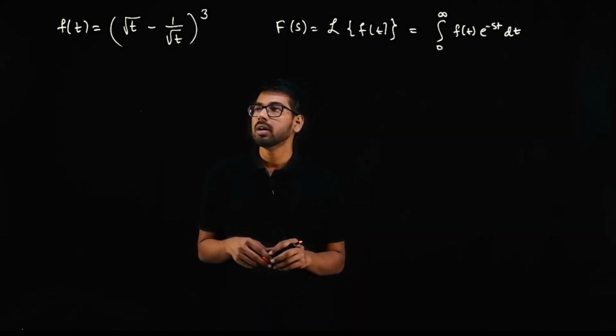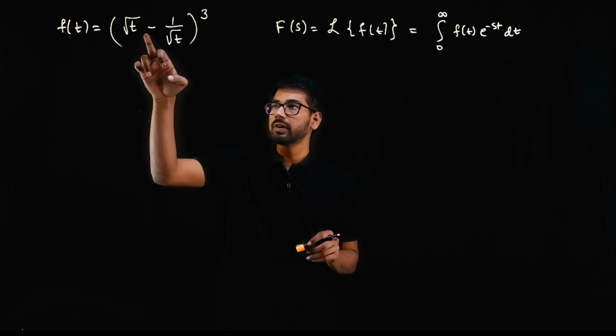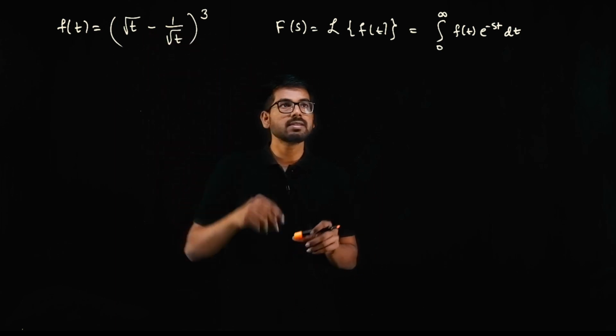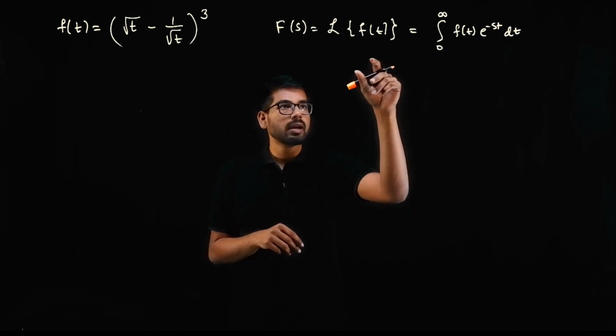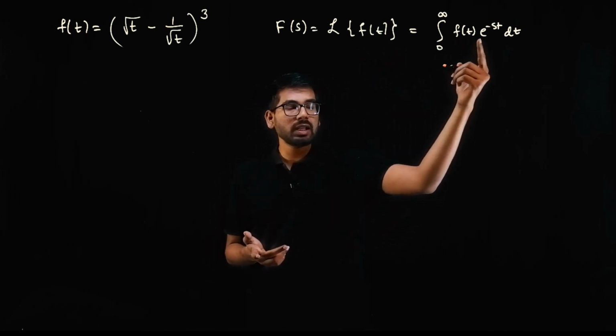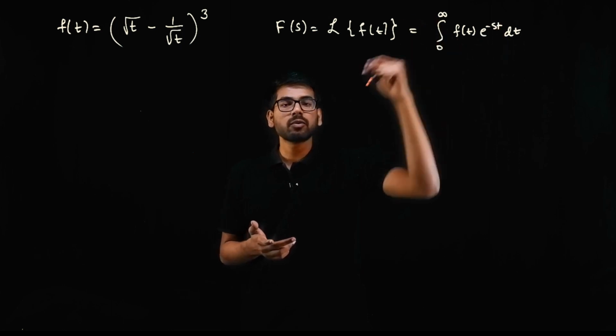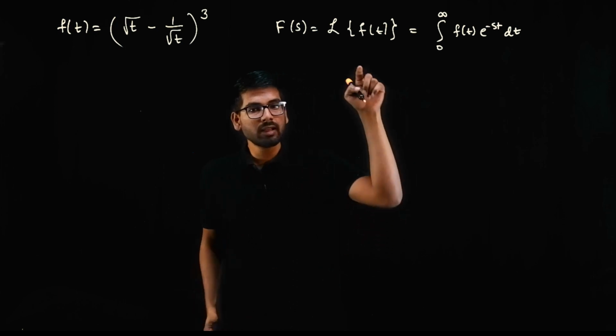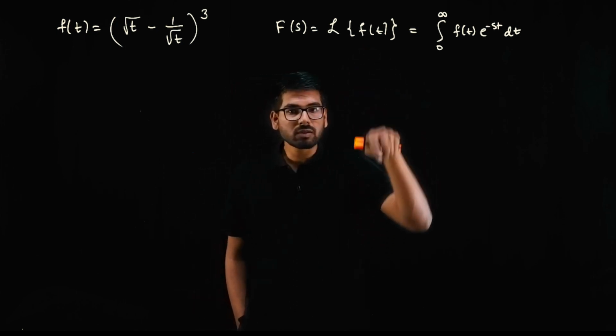Okay, so in this question, f of t is given as (square root of t minus 1 over square root of t) whole cube, and we need to find f of s, which is the Laplace transform of f of t. And what is the Laplace transform? It is the integral of the product of f of t and e power minus st with respect to t from 0 to infinity.